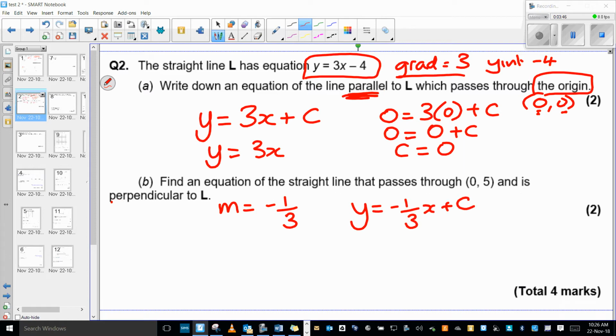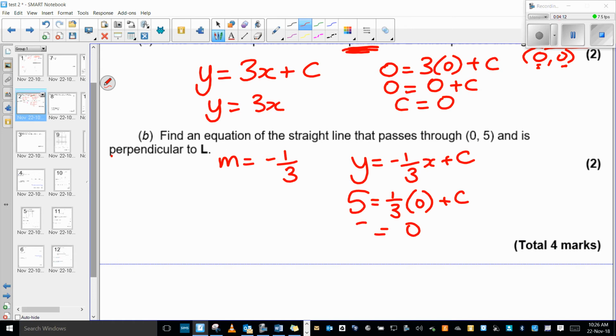Again, ideally, you're recognizing that they've given you 0, 5. So remember, when the first coordinate is 0, what does that tell you straight away? It actually tells you the y-intercept. Jess, do you remember that? Some people did straight away. But if not, again, you would just do what we did here. So we'd say 5 equals negative 1/3 multiplied by 0 plus c. A third multiplied by 0 is 0. So c is 5. So that means our equation is y equals negative 1/3 x plus 5. Okay? That's another 4 marks. Excellent.